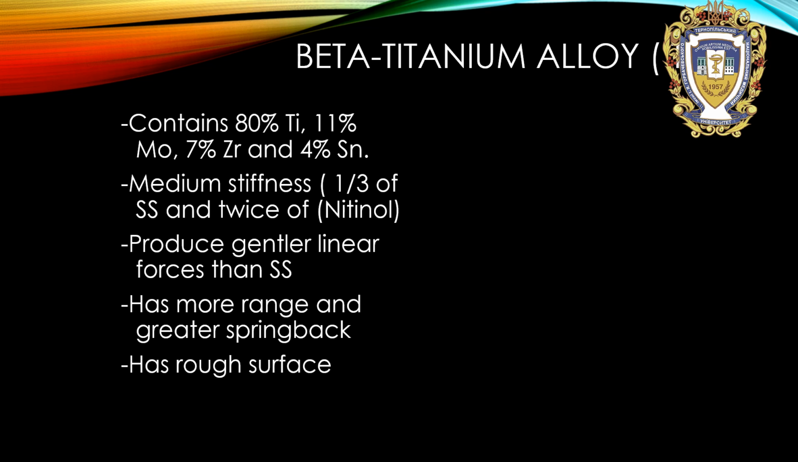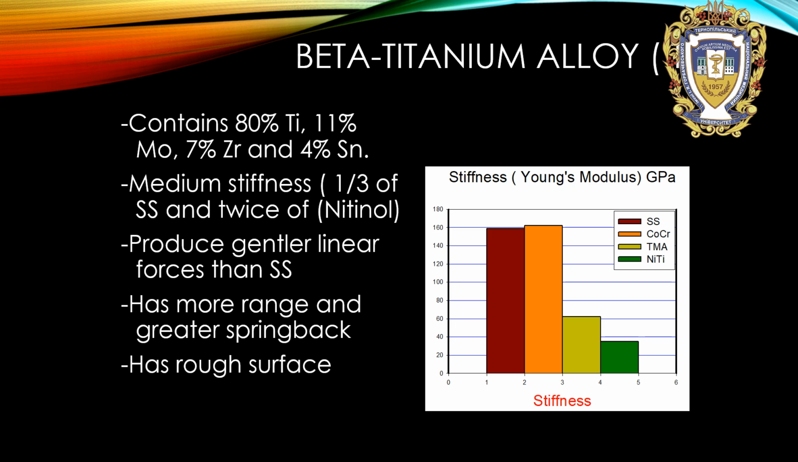Beta titanium alloy, TMA, titanium molybdenum alloy. Medium stiffness, produces gentler linear forces than stainless steel, has more range and greater spring back, has a rough surface. The diagram shows a comparison of different stiffness with different archwire materials: stainless steel, cobalt chromium, titanium molybdenum and nickel titanium.